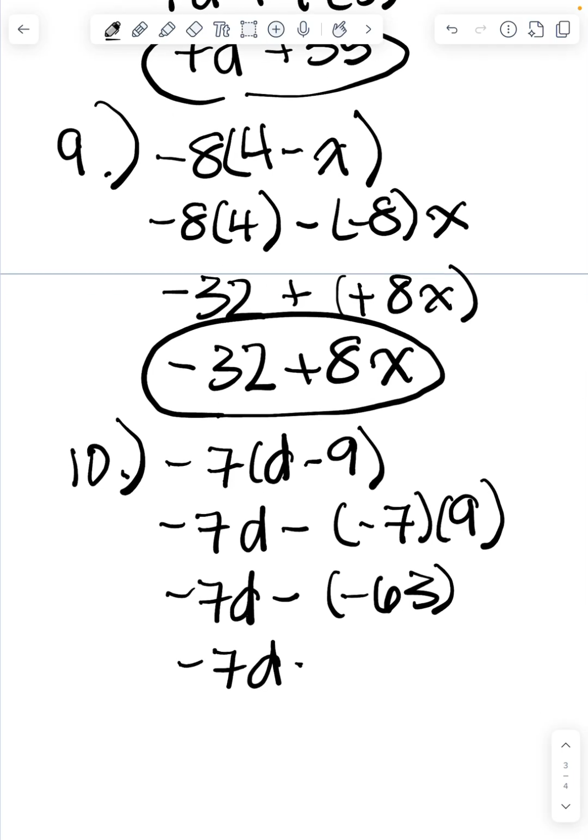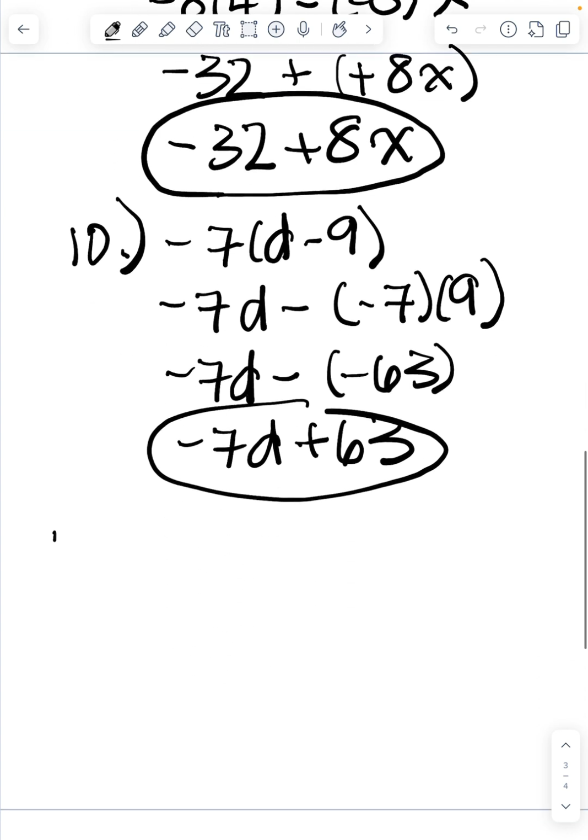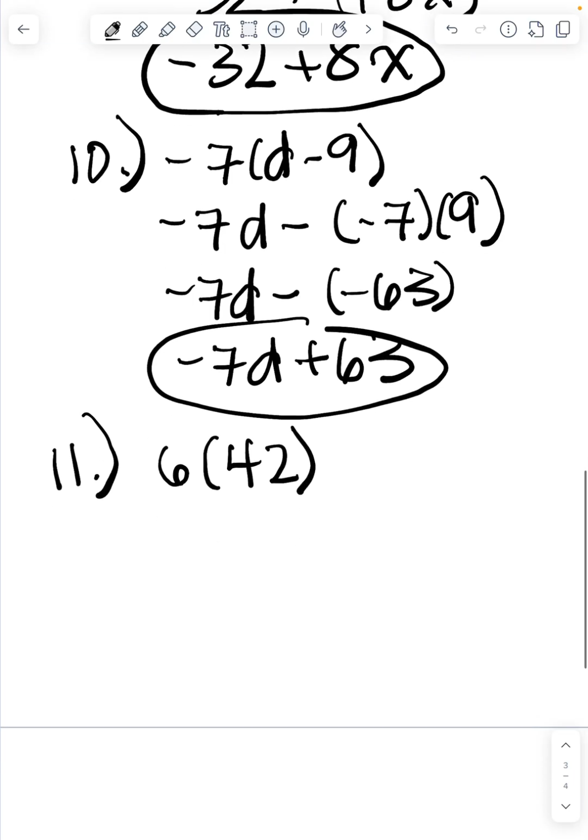Negative 7d plus 63 is your final answer. Number 11. Use the distributive property to compute each product. So 6 times 42. What you want to do is keep the 6 out front and split the 42 up into 40 plus 2.